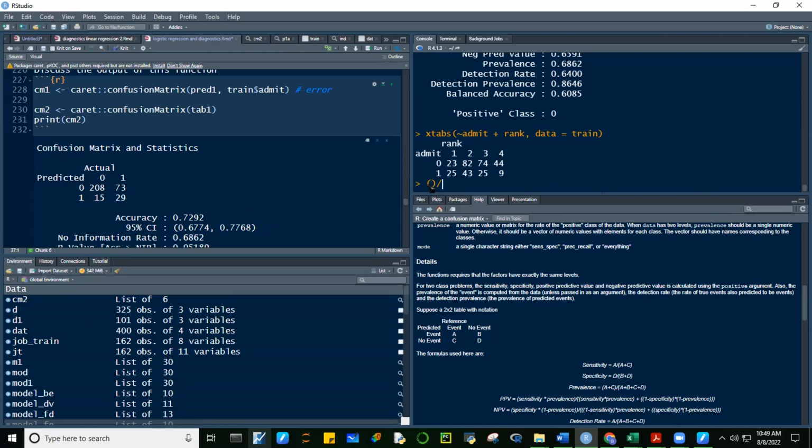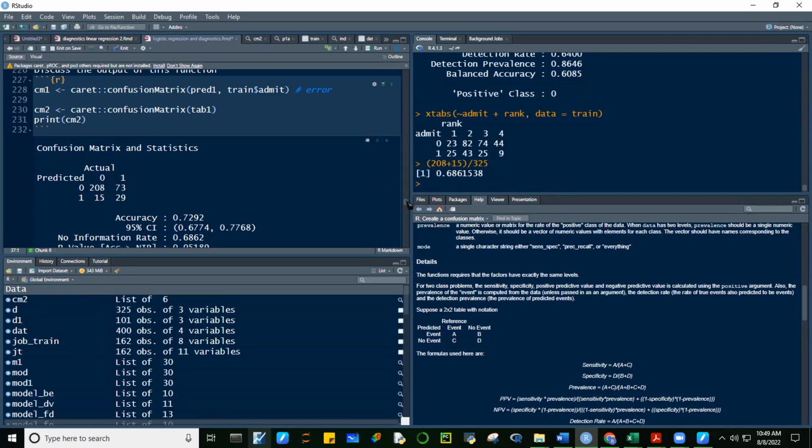Okay, sige, sagutin ko na. Ilan ba talaga yung hindi na-accept? Yung actual ito, 208 plus 15. Ibig sabihin doon, tama yung magiging predictions natin, kasi hindi sila talaga natanggap. So 208 plus 15 divided by 325. Saan nanggaling 325? Ito yung size ng trained data set natin. Take note, ito yung predictions sa trained data set. Ito yung confusion matrix natin. So if I run this, control enter, I'm getting 68.61%.